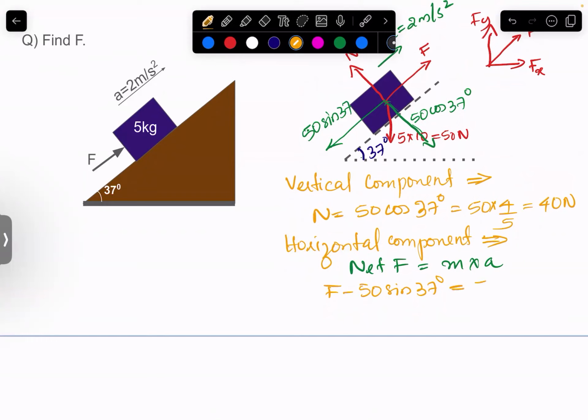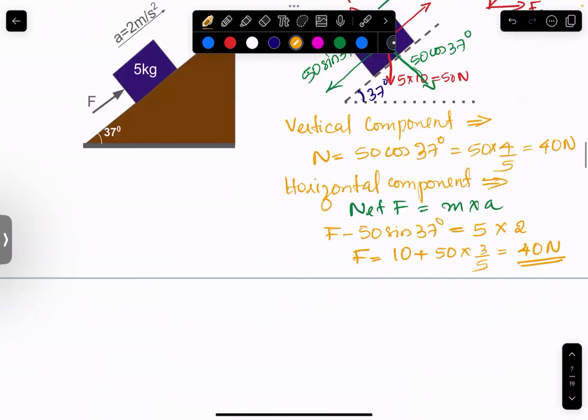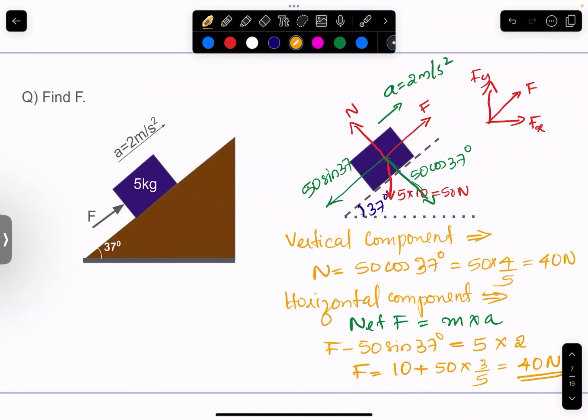That is equal to M, which is 5, times acceleration, which is 2. Simplifying, we get F equal to 5 times 2, which is 10, plus 50 sin 37. Since sin 37 is 3 by 5, we get 10 plus 30, that is 40 Newton. This is how you find the normal reaction and the external force applied if acceleration is given.